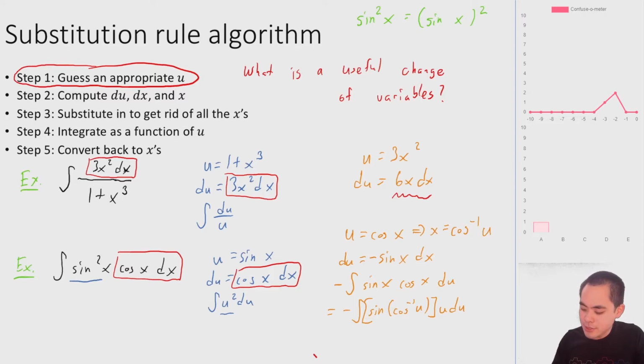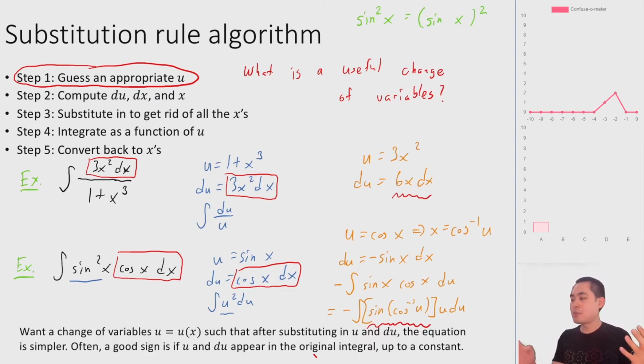Now you'll note that this is super hard to integrate. We don't have an easy rule to do that. And so because of that, when you want to change your variables, what you want is, after substituting in the u and du, the equation is simpler. And it's often a good sign if the u and the du both appear in the original integral up to a constant. And the u can be some function. Like here, it's part of the squared function. So you have sine of x and you still squared, and that's still fine. But the du should appear more or less in the original integral up to a scaling by a constant, since you can always multiply or divide by a number, and that still keeps integrals similar.